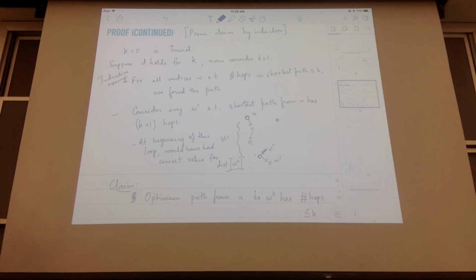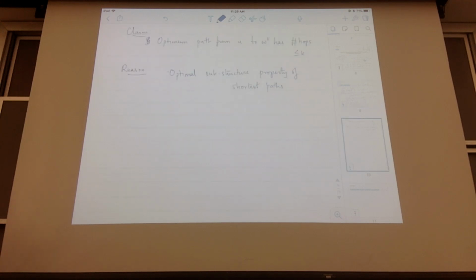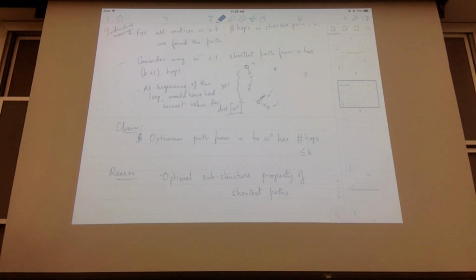Remember, you're doing one iteration, right? So what is the check that you do for W prime? I mean, suppose you looked at this edge, W double prime to W prime. What is the check that you do? This is something that you mentioned.